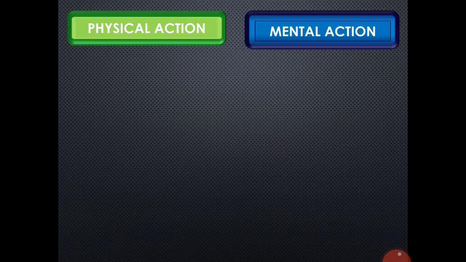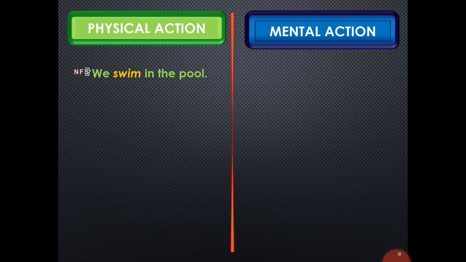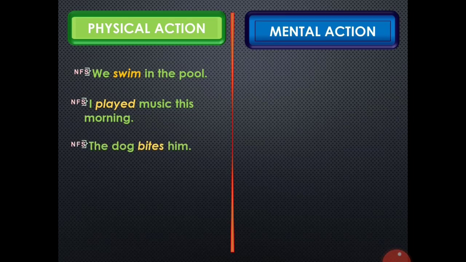Here we are still in the physical action and mental action, the main verb, the dynamic verb, alright? We swim in the pool. Here, it's obvious that when you swim, physical action is involved, right? I played music this morning. Here also, when you play, you have to move physically. The dog bites him. Biting also involves physical action. I don't think I have to explain it further.